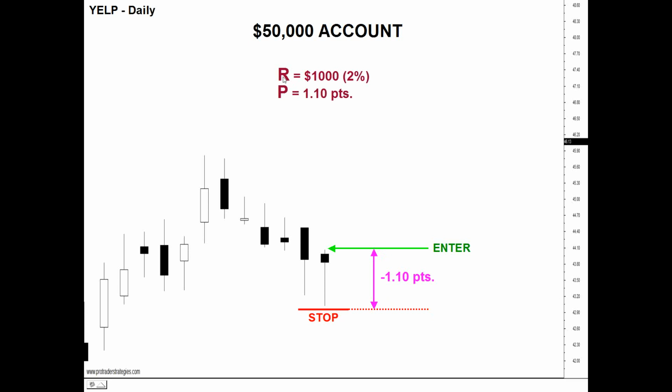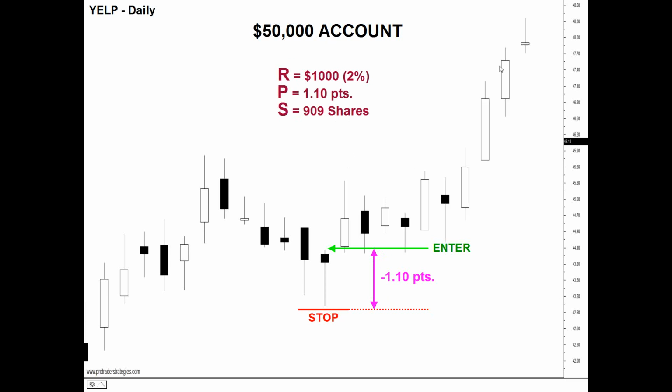So we want to divide R by P, and that will give us S, or 909 shares. You can round it off to 910 shares, or just make it 900 shares. It's up to you, but that's how much you could buy with a $50,000 account, and that's a nice trade, okay?